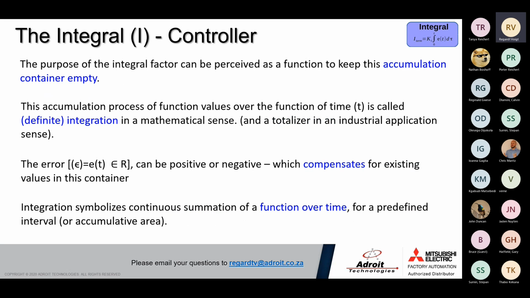Okay, so the purpose of the integral controller will be to keep that accumulation container empty, whilst the P controller will look at the larger, more aggressive errors that are experienced in the plant. So we can see that the I controller uses the function of time, which slows down the control system, but gives a more accurate control.